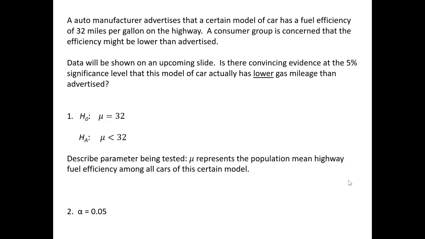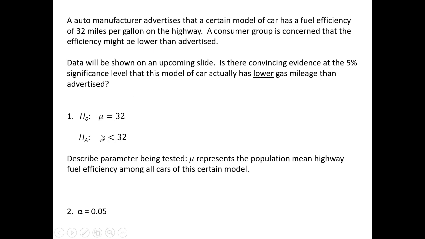All right, so our data here is numeric. We're measuring the fuel efficiency and coming up with a number to represent how far the car can go per gallon. And the claim or the worry by this consumer group is that the efficiency is lower than advertised. So that's a kind of difference in a single direction. We think that the true mean fuel efficiency might be less than 32.